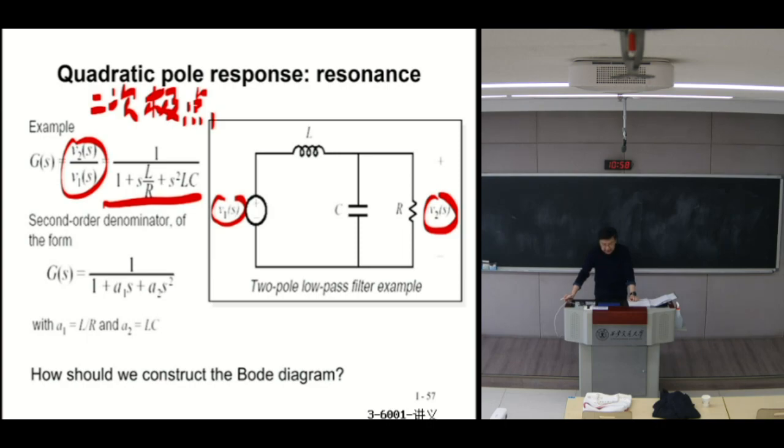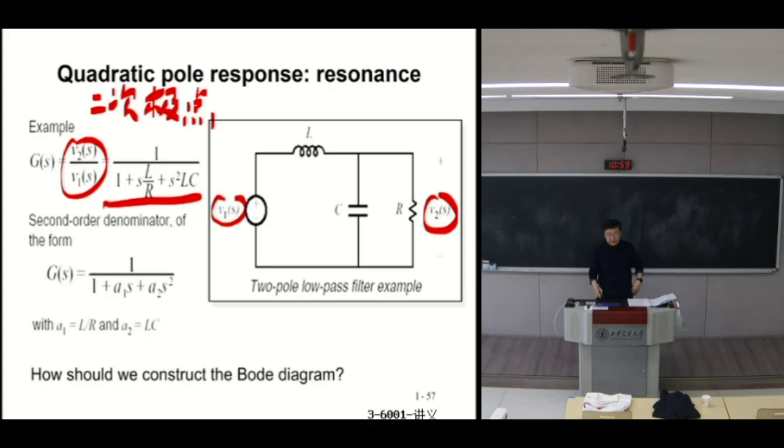Okay, that's exactly because the denominator of this transfer function is a second order form. So these are called quadratic poles. Quadratic pole. We will see this also very often in the future. Very typical transfer function you can see.